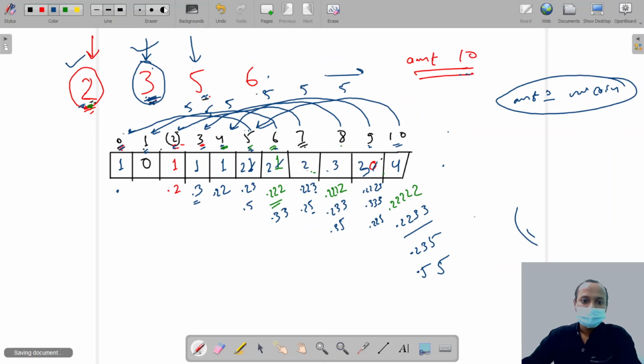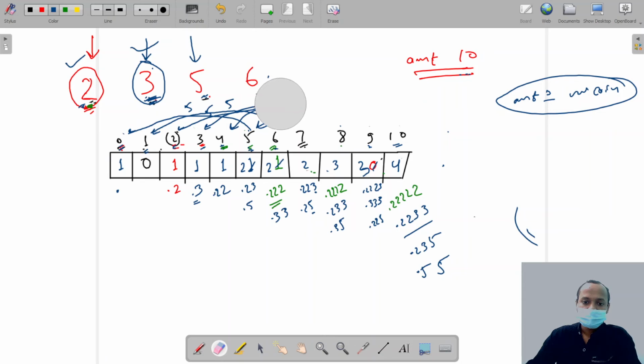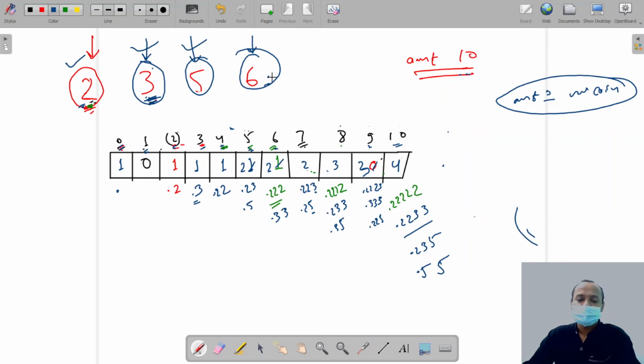Now I'm erasing this. Now we are done with the 5 rupees coin. Okay, so we're done with this coin, right? Now we move to this coin.